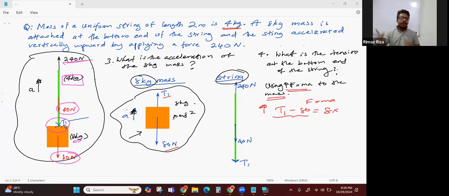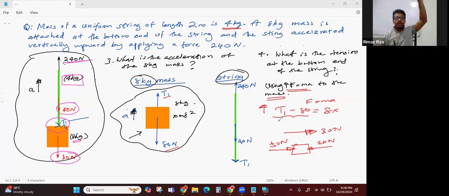For example, let's say there is a box here on the ground, and you are pushing this by 50 Newton, but your brother is pushing this in the opposite direction with 20 Newton. Therefore, overall, 30 Newton will be in this direction. Similarly, the tension will be upward, but gravity is pulling downward with a force of 80 Newton. Therefore, the resultant is T1 minus 80 Newton. Right? So that is the resultant force.